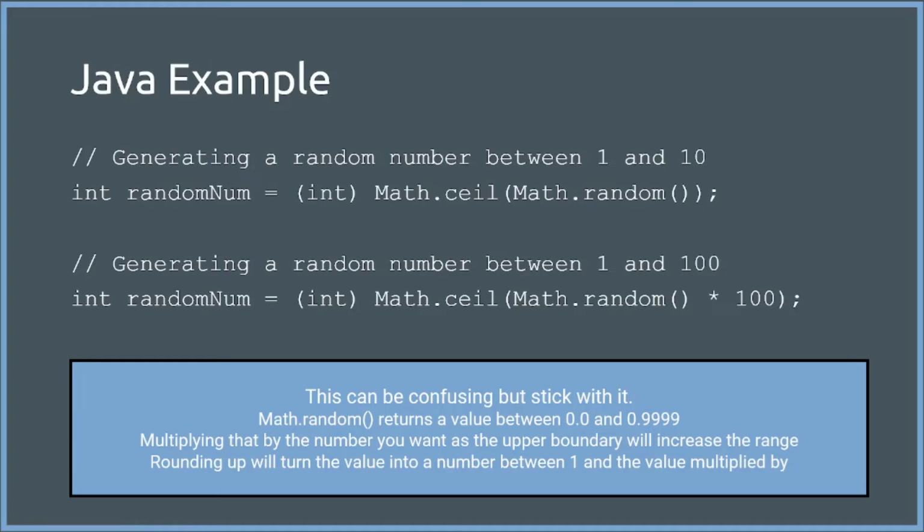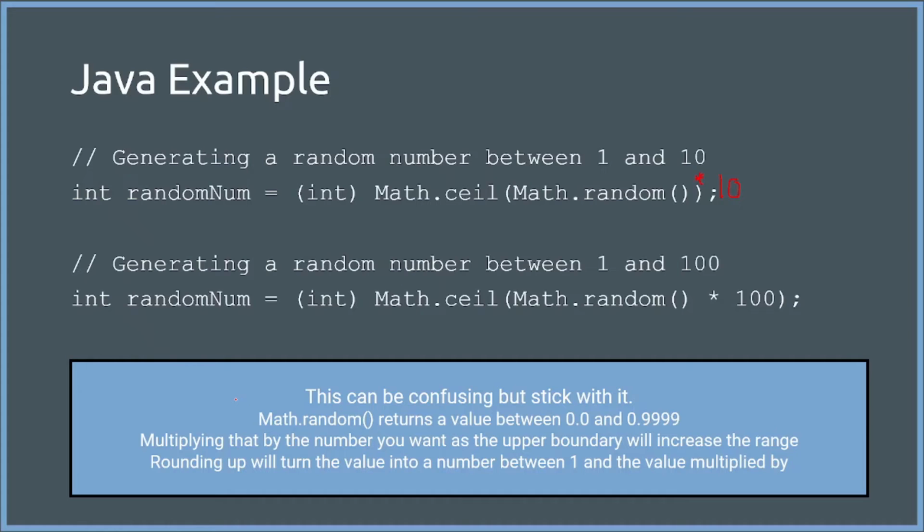Have a quick think, pause the video, and then come back. So what should go there to make it between 1 and 10? I'll just use the pen for this. We'd have Math.random, and then just in between here, we would have a star, and then we'd have 10. So Math.random times 10. And that will give us a number between 1 and 10. It can be confusing, but just stick with it.